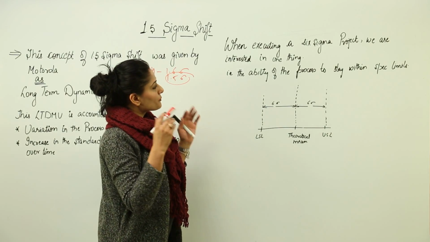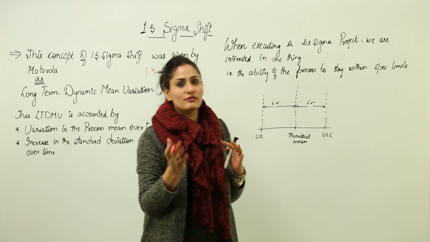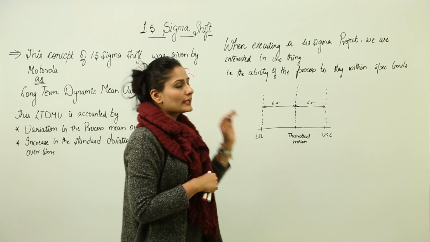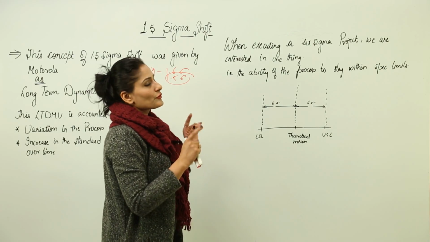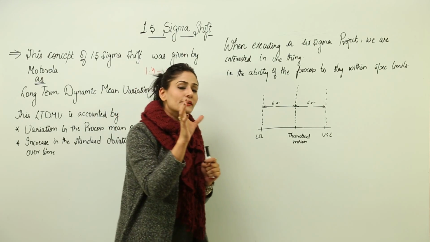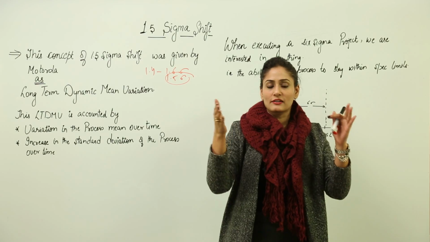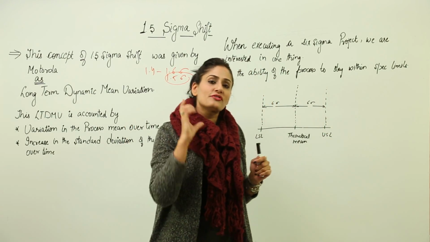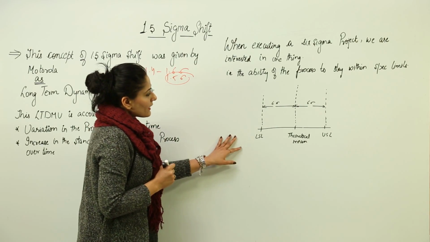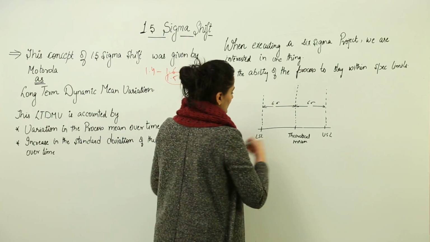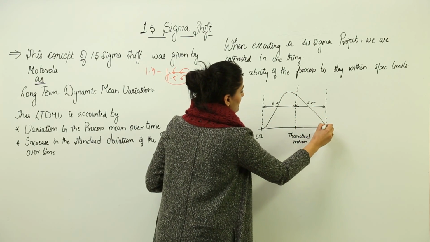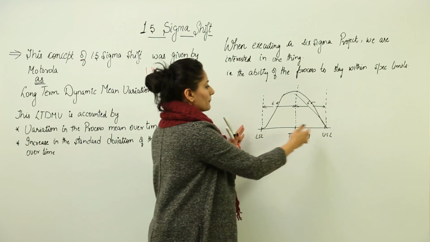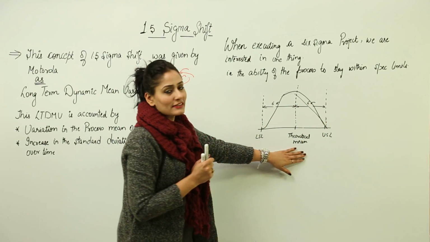Now I will briefly recapitulate whatever we did, so that you have a clear understanding. Whenever we are executing any kind of Six Sigma project, we are interested in one thing: the ability of a process to stay within the spec limits, that is the customer requirements or whatever the process has to comply with. It should stay within those spec limits. Here, if your process is something like this, I would say that this is a very ideal process, because it's completely within the spec limits and its mean is in the center.